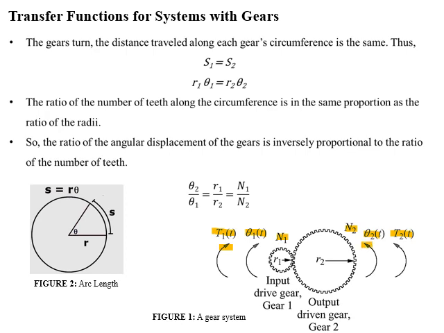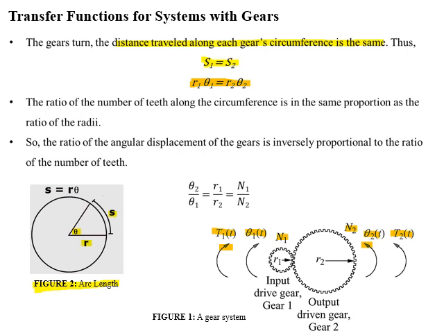Now the first point is that the distance traveled along each circumference is the same. The distance traveled by the first gear will be equal to the distance traveled across the second gear. If you look at the second figure, which represents arc length, it shows that arc length S is equal to radius multiplied by angle covered. Now both gear discs have the same distance traveled, so S1 will be equal to S2, which implies that R1θ1 will be equal to R2θ2.